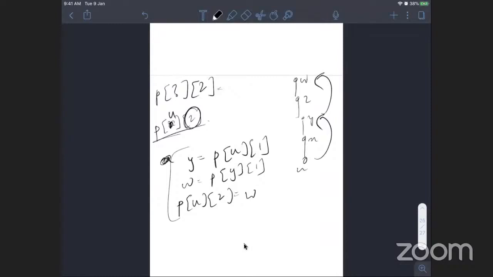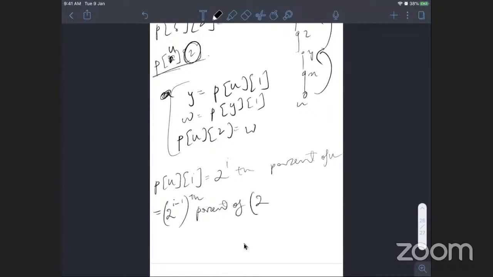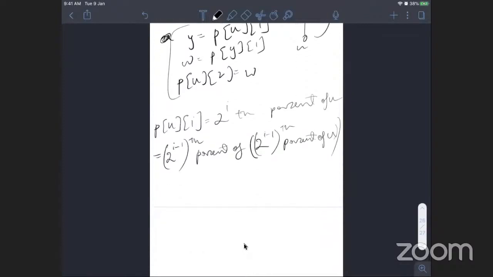That's the simplest explanation. So in general, P U I is equal to the 2 to the power ith parent of U, which is equal to the 2 to the power I minus 1 parent of the 2 to the power I minus 1 parent of U. That's a slightly complicated way of writing it, but that's the correct way.